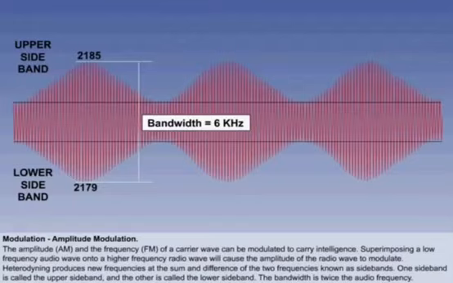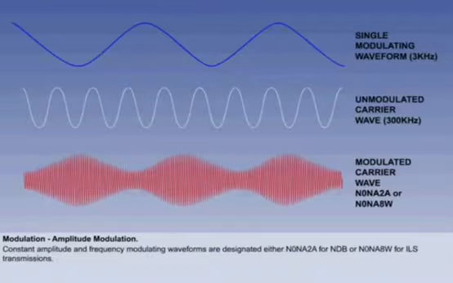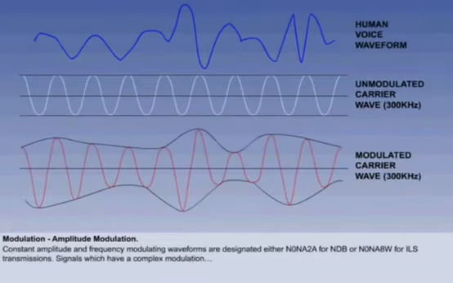Where the modulating waveform is constant in amplitude and frequency, as we have just looked at, it is designated N0N, A2A or A8W. The N0N refers to the continuous carrier wave, and the A2A relates to NDB ident transmissions, while the A8W relates to ILS ident transmissions. The human voice, however, varies in both amplitude, that is volume, and frequency, that is pitch, and so the modulating waveform is complex, and its effect on the carrier wave is shown here.